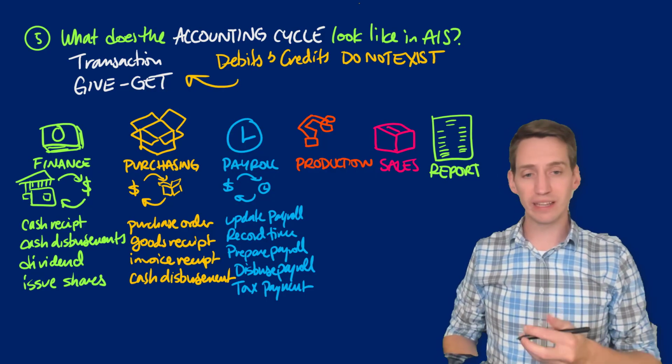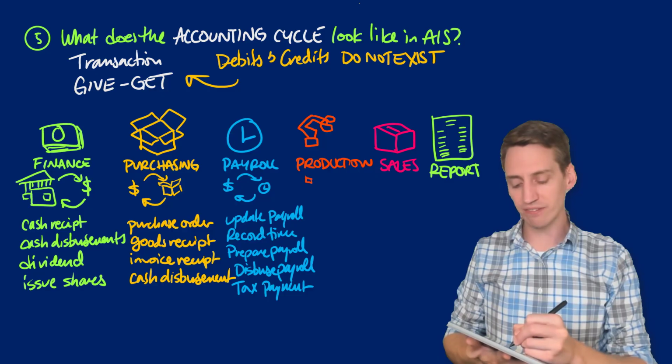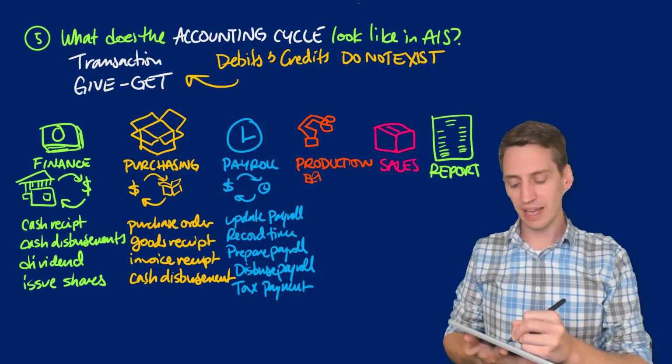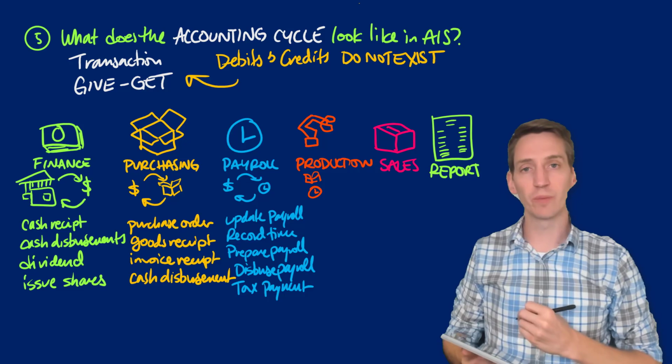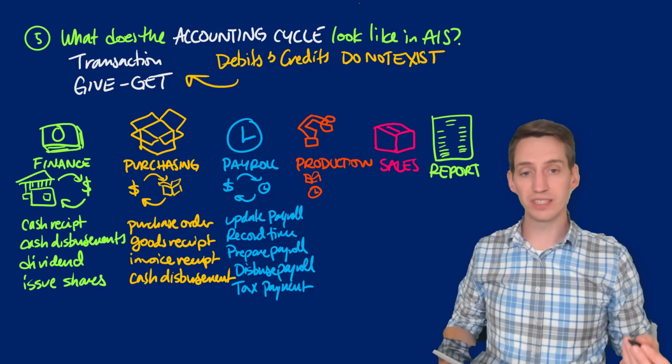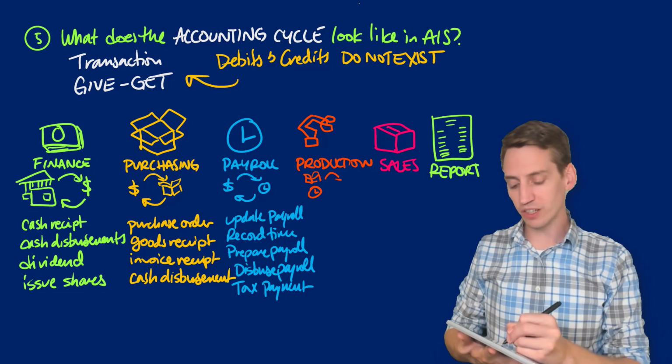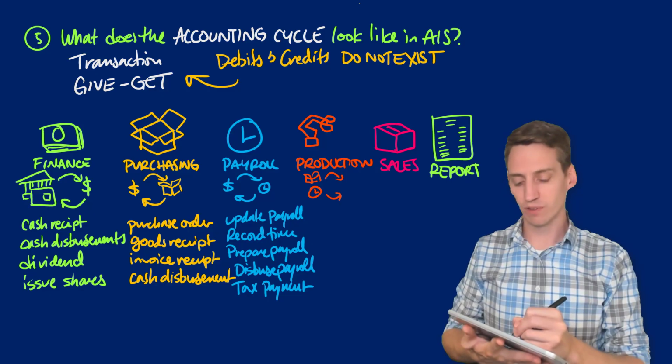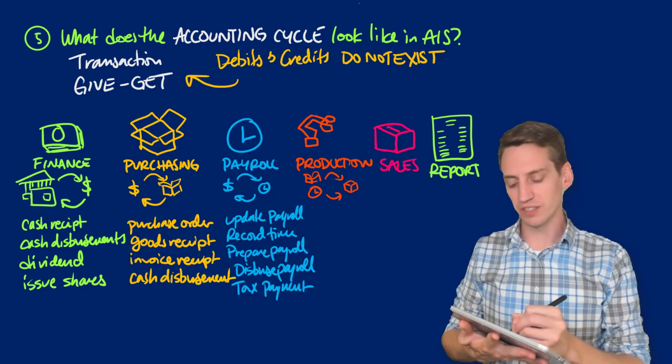Production involves converting things. So we are going to take both the stuff that we bought in the purchasing cycle and the time that we acquired and that we're paying for with our human resources and payroll cycle, and we are going to use those to generate finished products that we can then sell to customers.